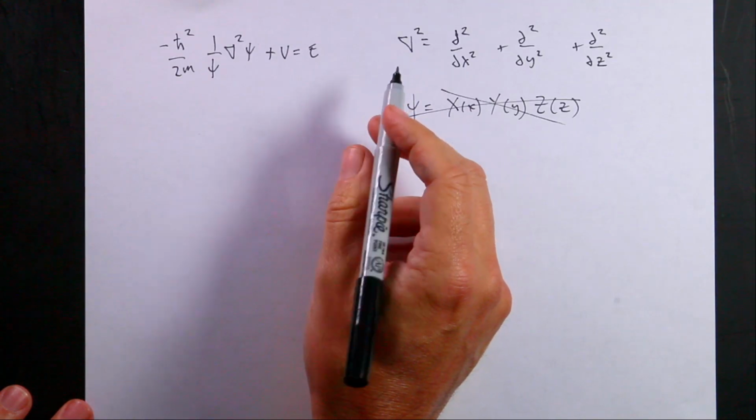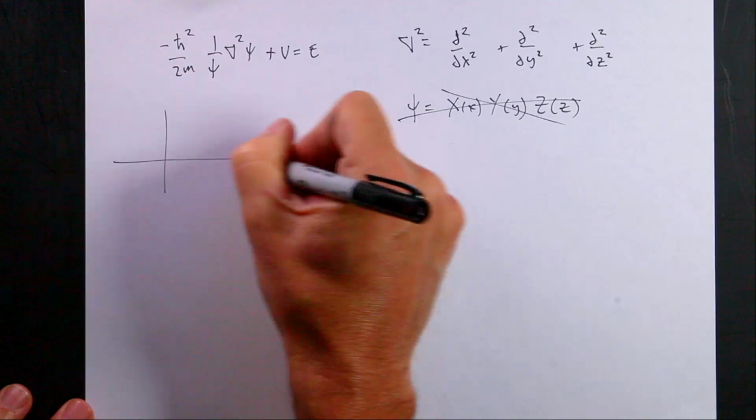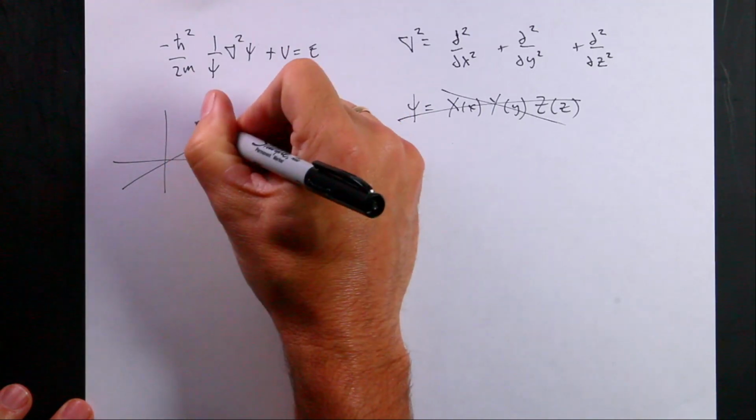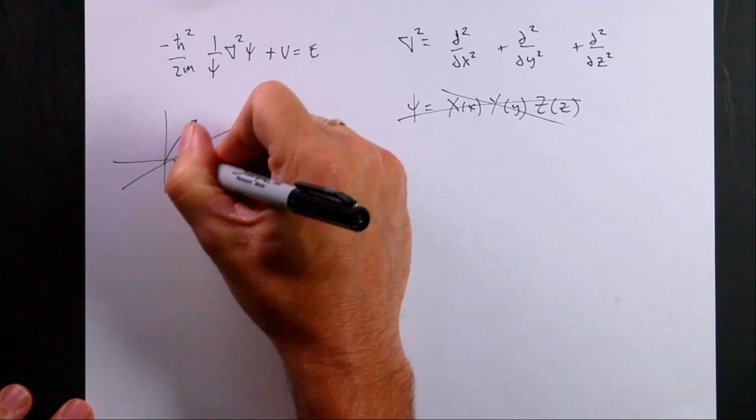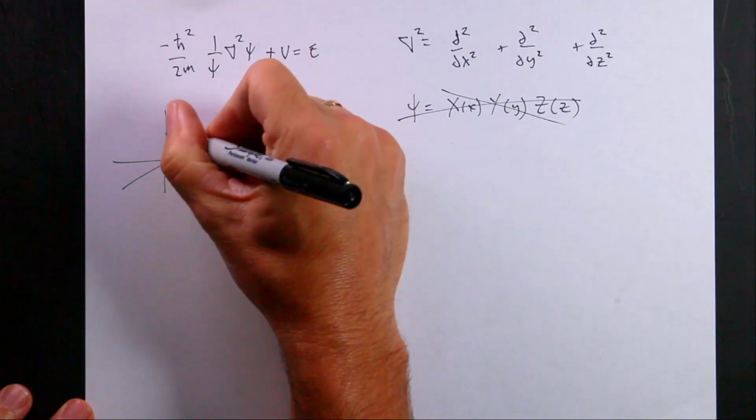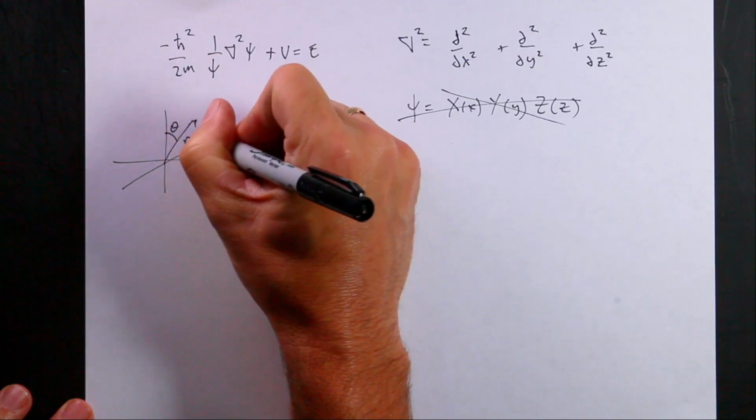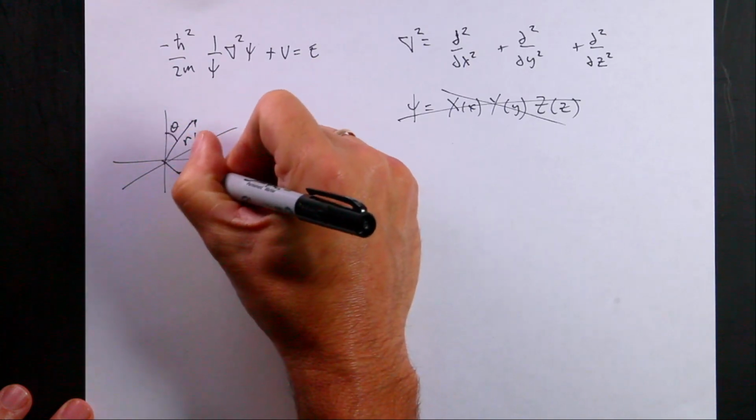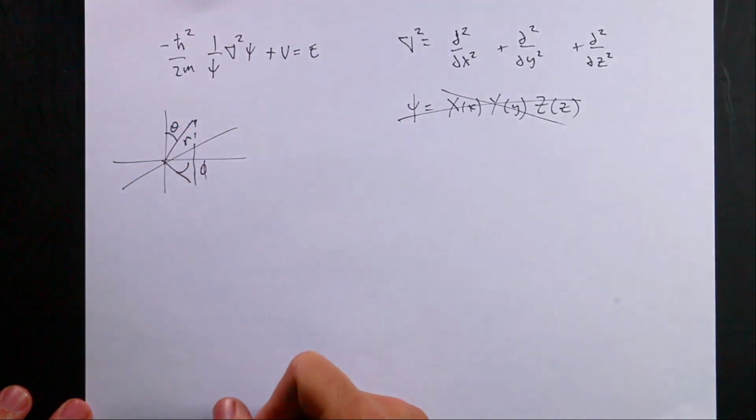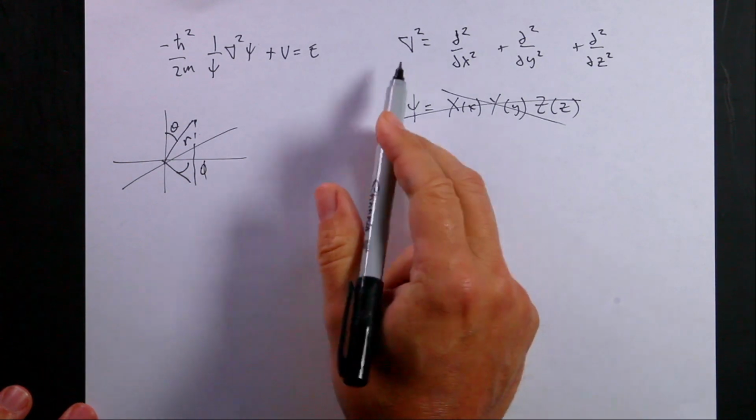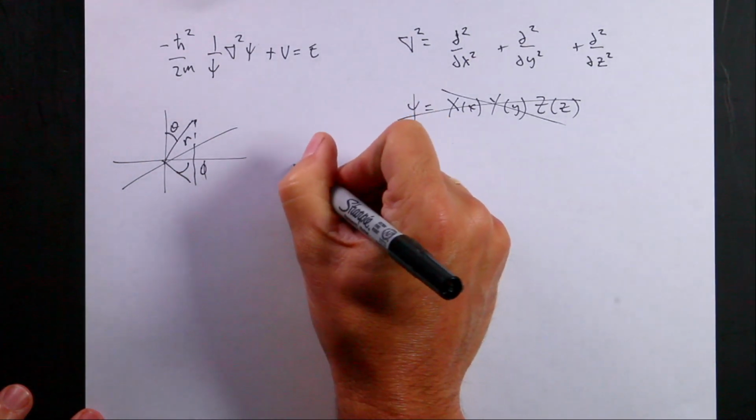So instead, I'm going to switch to spherical coordinates. So here I have some location. This is the distance r. This is the angle theta. And then this is the angle phi, just so you can see that. And in that case, the Laplacian looks like this.